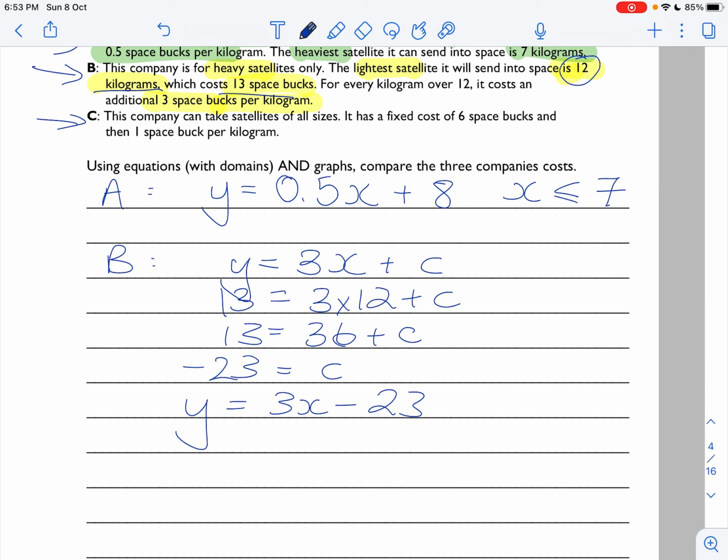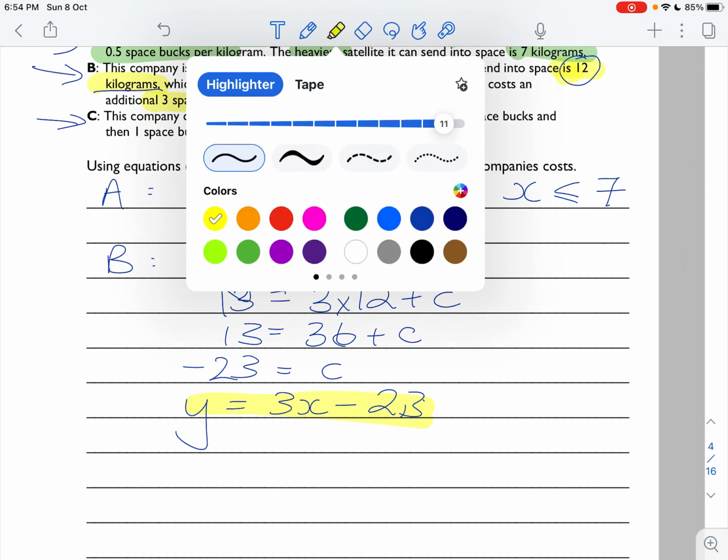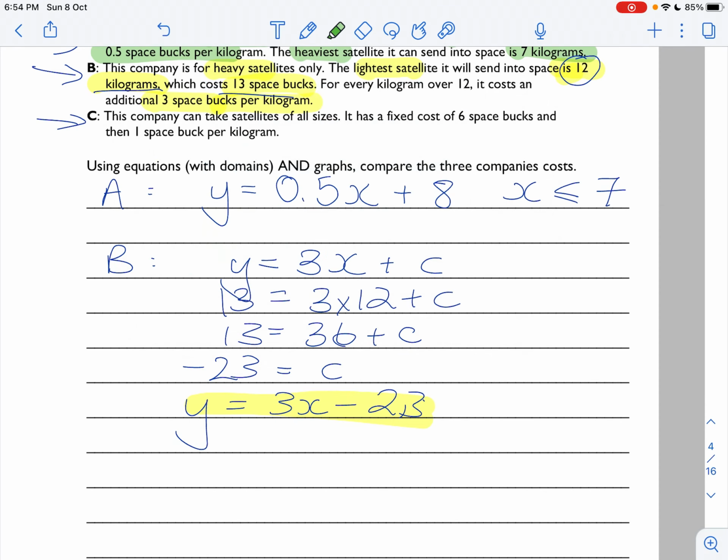Okay, so we'll highlight these equations. We'll highlight that one, and we'll highlight the first one. I'll just do it in the same colour as it was before, because then it makes it clearer.